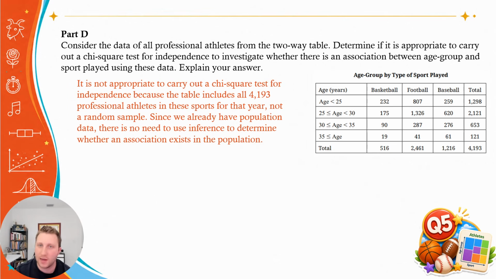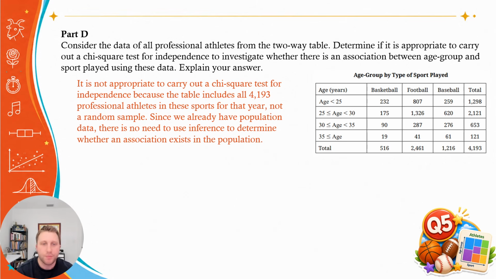I saw online there was a big debate about whether this was appropriate or not appropriate. A lot of people thought, yes, it was appropriate because you're looking at a two-way table. You've got one sample with two variables, and that screams chi-square test for independence or association. But the key here is that it was not a random sample.